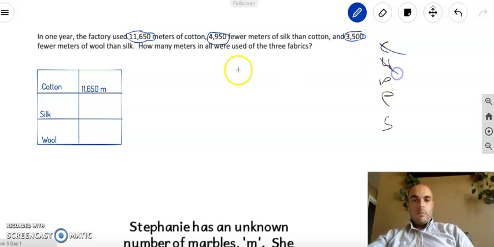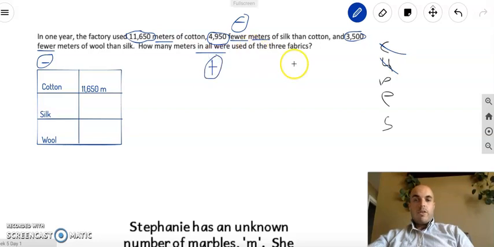Okay, now I need to underline important measures. We're working with meters. Let's underline that. We have fewer, which tells me I'm subtracting here. And then fewer again here, which tells me I'm also subtracting. So second, 2 times. And I'm looking for how many meters in all. So I'm going to actually be adding up. And I'm just looking for all 3 of the fabrics.